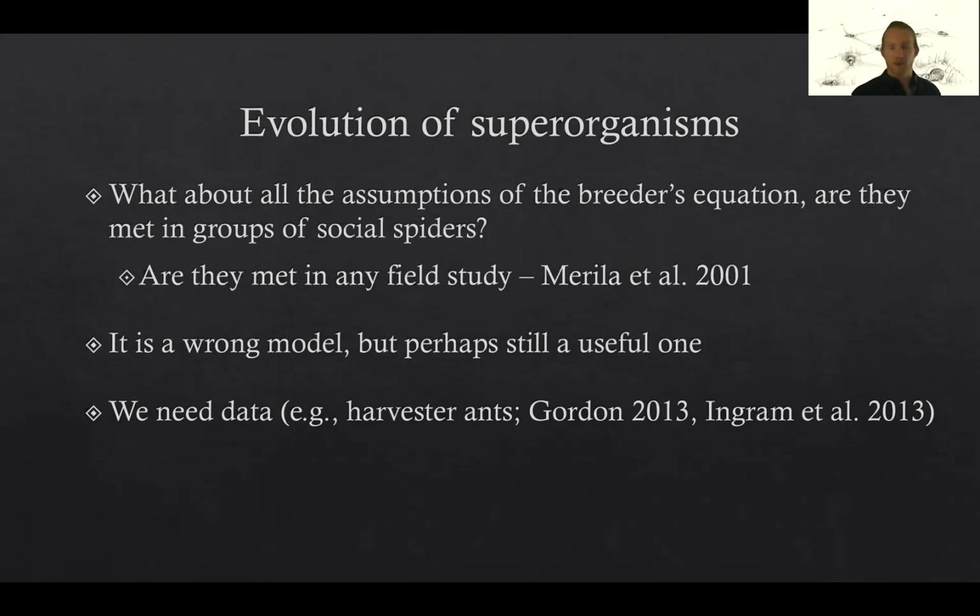As an example, there's a couple of papers on harvester ants from Deborah Gordon's group, who has done an amazing job of measuring the number of offspring colonies a parent colony has over time. So they should have really good measures of fitness. So it'd be interesting to know if they could estimate some of these terms as well.